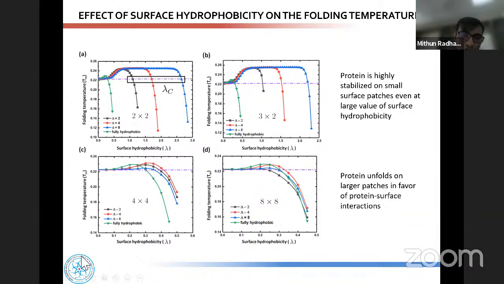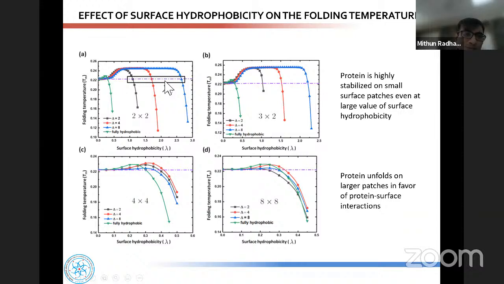And for 4 cross 4 and 8 cross 8, there are a lot of surface sites available. So the protein just wants to unfold, and as a result, my folding temperature goes down, irrespective of the various distances. Delta 2, 4, 8 just tells me that I'm changing the distance between the patches. But since the patches themselves are large enough, there's not much of a predominant effect of this distance on the folding temperature. And it is almost similar to the behavior on a homogeneous hydrophobic surface.